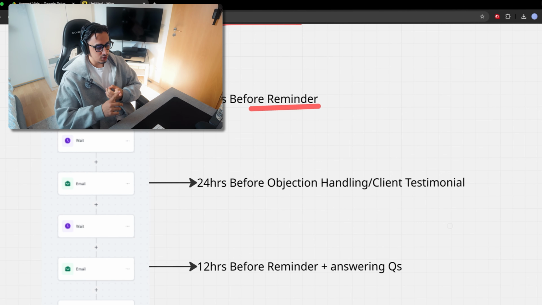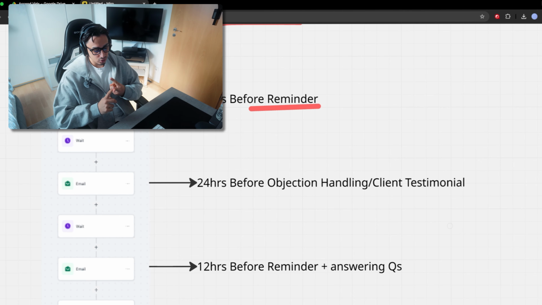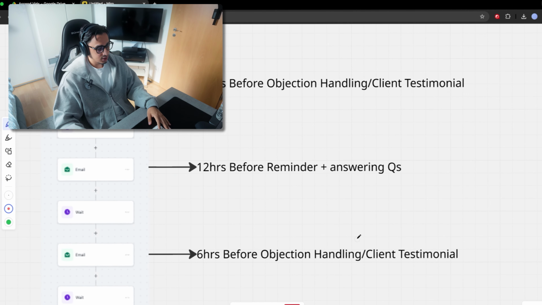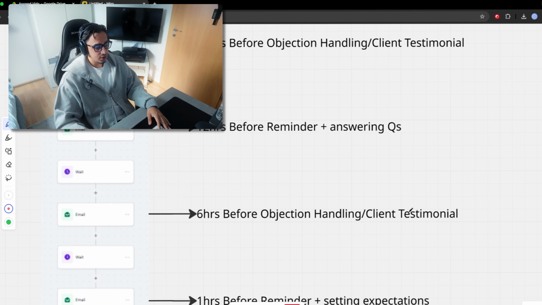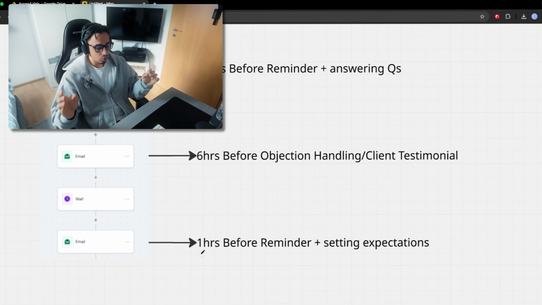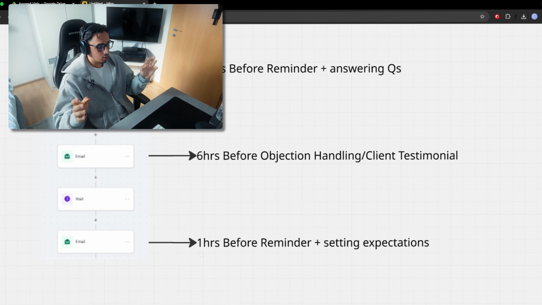So what we did is have one email for time objection with a client testimonial, a price objection email, and then a skepticism email, which of course has a client testimonial. And then 12 hours before, we had another reminder answering some questions. 6 hours before, we have another objection handling and client testimonial email, and then an hour before, we had the reminder while setting expectations. For example, you need to be in a quiet room with good lighting, with a good microphone, all that stuff.